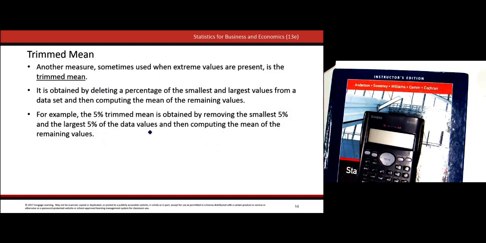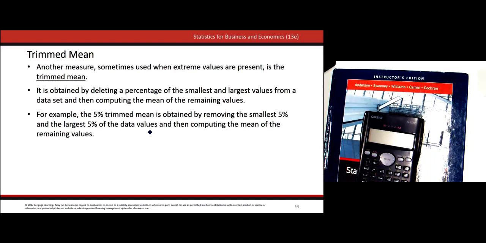So we discussed mean and median. Now the trimmed mean. What's the trimmed mean? You obtain the trimmed mean by deleting a certain percentage of the smallest and the largest values from a data set and computing the mean of the remaining values. For example, you can calculate a 10% trimmed mean. This means you remove the smallest 10% and the largest 10% of the data values. Then calculate the mean of the remaining values.